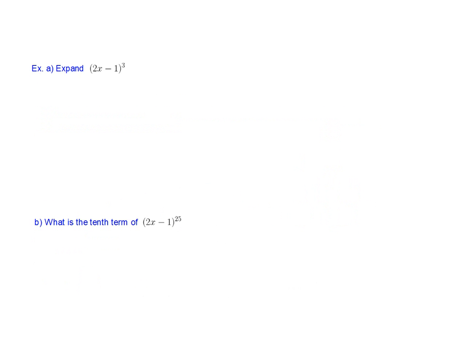So let's expand 2x minus 1 cubed. Now we could write that as 2x minus 1 times 2x minus 1 times 2x minus 1. It's time consuming. So let's just walk through the binomial theorem to show you how that works. So we're starting with 2x minus 1 cubed.